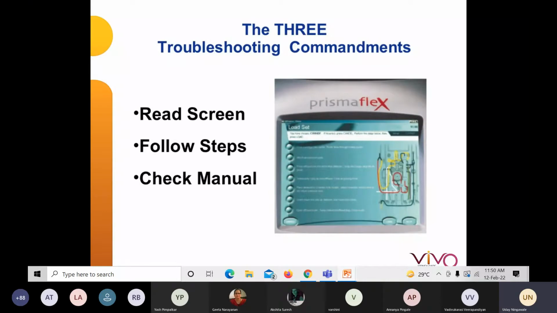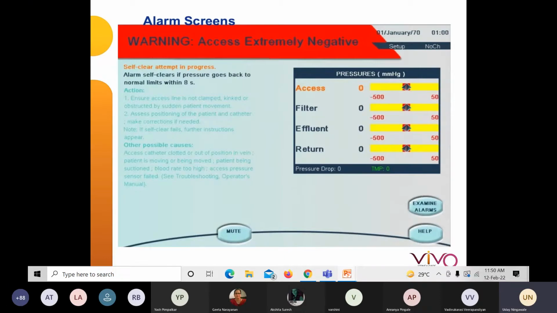The three troubleshooting commands: read the screen. When anything happens, you have to read the screen, follow the steps, check the manual, and follow the instructions. Sometimes there are alarm screens and warnings, for example when the pressure is extremely negative, it gives a warning and alarm. You can see it on the display. Everything is shown: what the problem is, what actions you have to take, and the possible causes. All details are given on the display by the machine. So the operator has to follow the instructions.